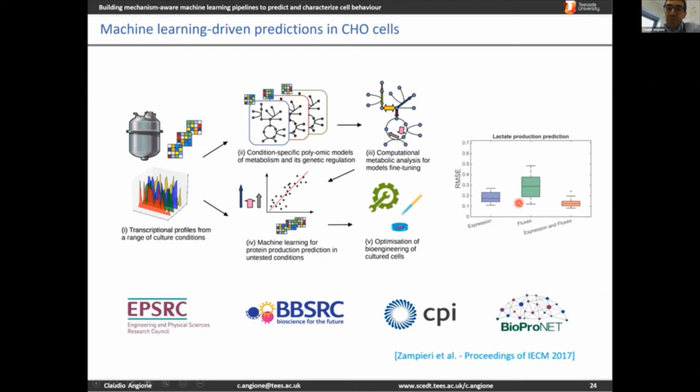If we only consider metabolism, so only fluxes, we actually get a higher error. So it's worse to consider metabolism here than genes. But if we combine them with machine learning, that's where we get a much lower combined error on the prediction. So this was one of the first few examples where we showed that fluxes from metabolic networks in isolation are less accurate than gene expression. But if we combine them, we improve a lot the predictive power of gene expression. And this was quite interesting, especially for production of secondary metabolites.